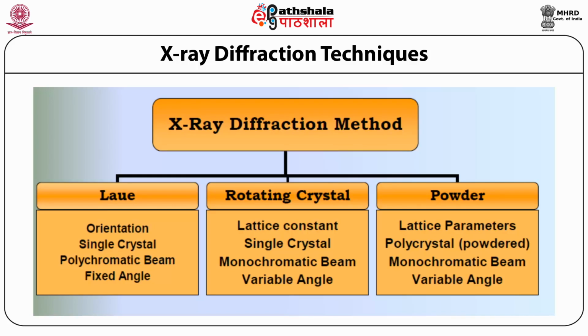You see in any university setups, this powder X-ray diffraction pattern is what is easily available everywhere. So what we want to learn from this is lattice parameters, and here we use a powder sample, a polycrystalline sample, and we use a monochromatic beam and variable angle here. This is how I have just classified these three techniques I have written on this slide. But as I told you, there can be many other techniques for doing a diffraction experiment.